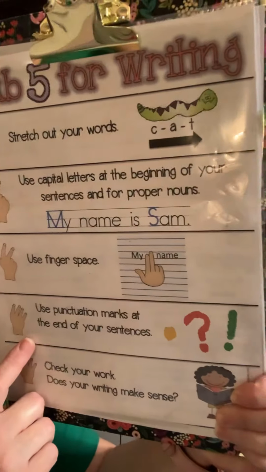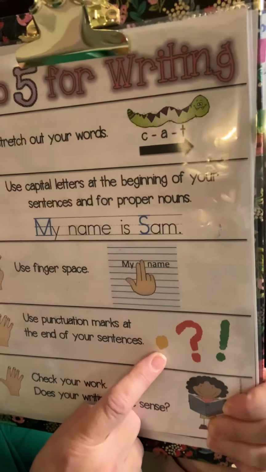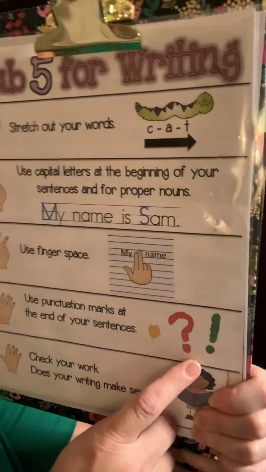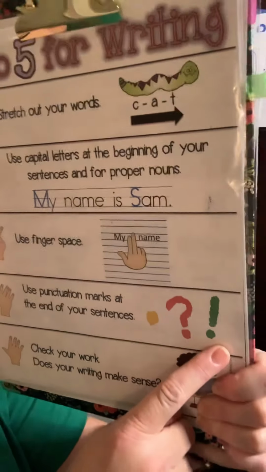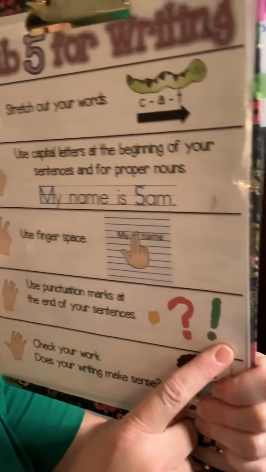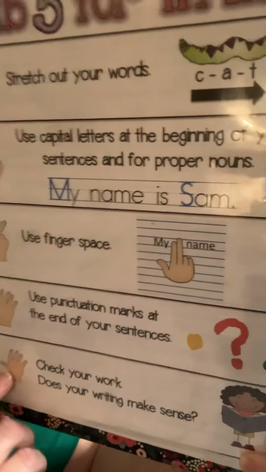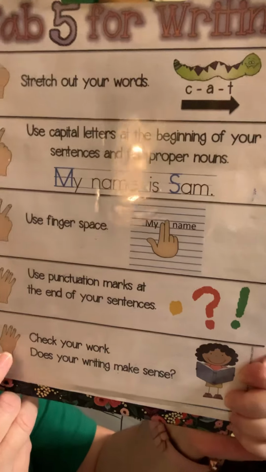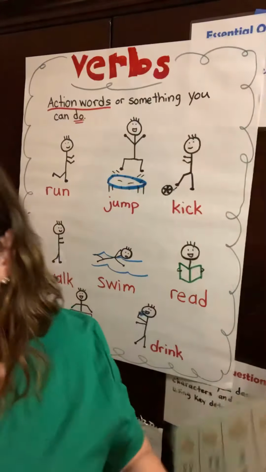Always end your thought with punctuation. If you're telling somebody something, you put a period at the end. If you're asking a question, you put a question mark. And if you're excited or you're yelling, you put an exclamation mark. And the last thing, always go back and check your work. Reread what you wrote to make sure it makes sense.